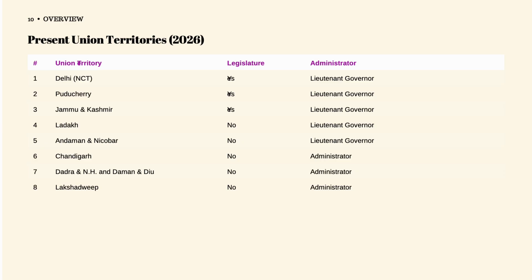Now, these are the present Union Territories. Delhi has a legislature. Puducherry has a legislature. Jammu Kashmir has a legislature. Okay? These are the three territories that have a legislature. And if you can see serial number 4, serial number 5, serial number 7, serial number 8, these are included here. President's regulation making power. Why? Because they do not have a legislative assembly. Which Union territories are excluded? The three, right? Delhi, Puducherry, Jammu and Kashmir. Why? These three have their own legislative assembly.